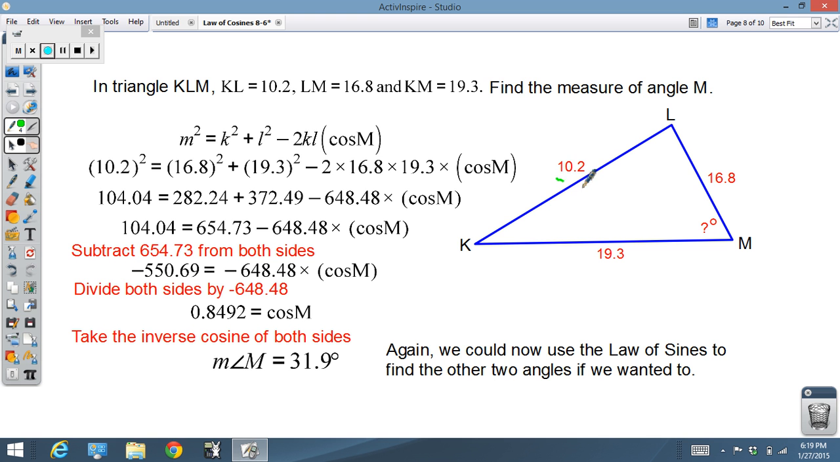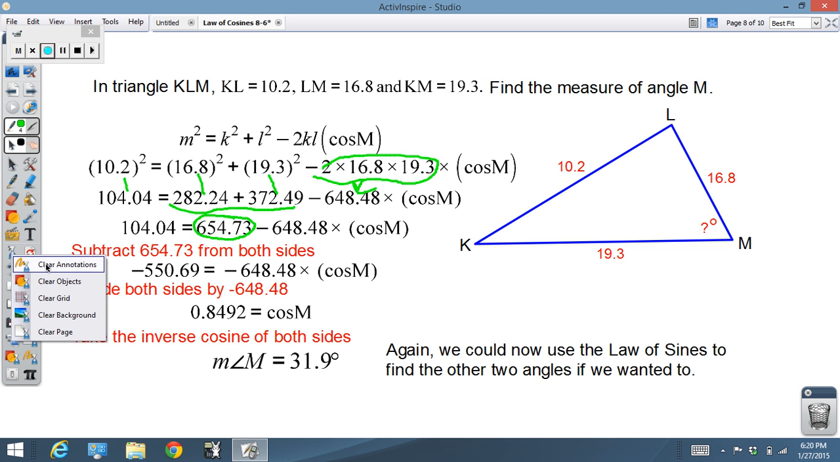Little m is 10.2. Check. The two sides that go on the other side of the equal sign: 16.8, 19.3, 16.8, 19.3. And my unknown here is the cosine of m. So when we do our math, we square that, square that, square that, multiply all these together to get that. Okay, next step, I added these two together to get this. So I'm pretty much just simplifying stuff as best I can.